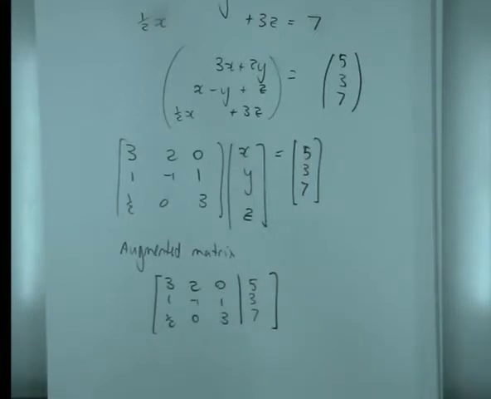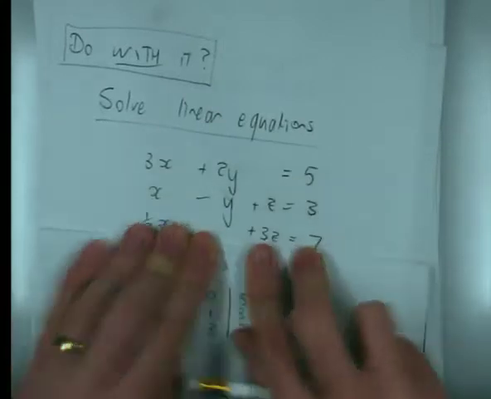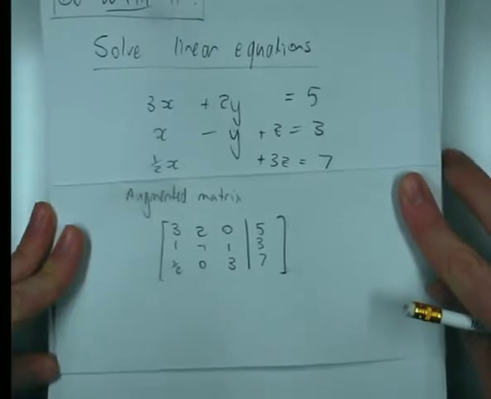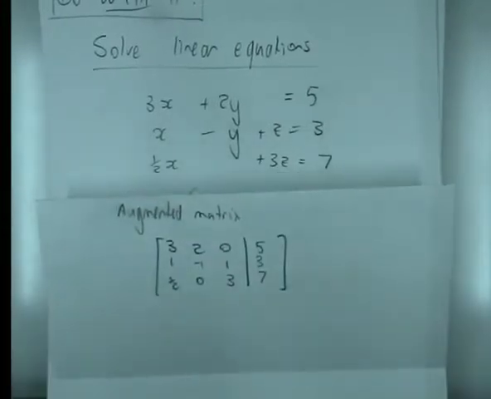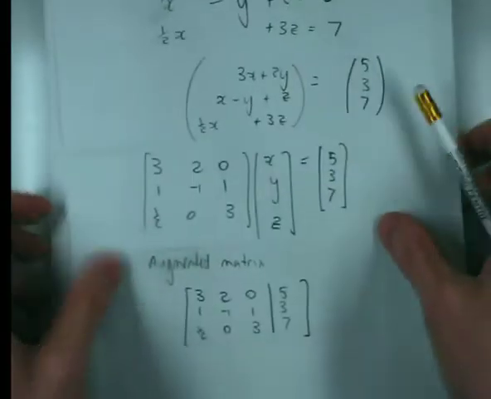Now you are allowed to go direct from the equations to the augmented matrix. Okay, you don't have to go through the intermediate steps. That's just the theory as to how it works. So you're allowed to go direct to there, but if it makes you feel better, you can do that too.